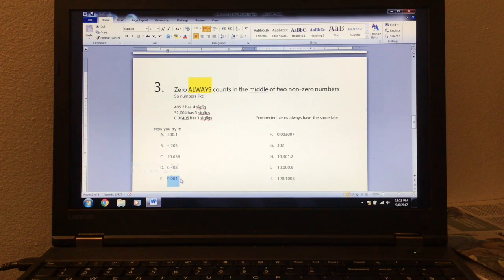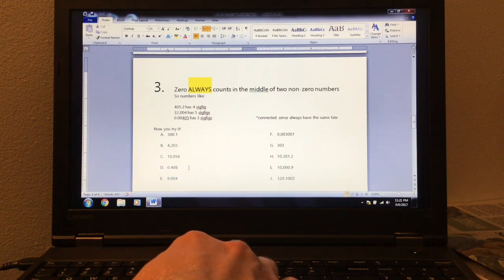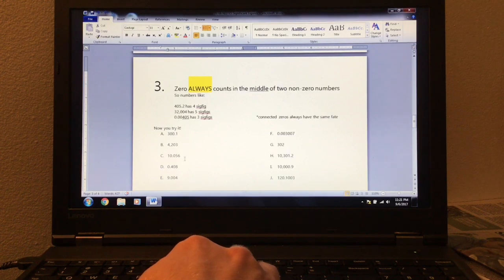E, 9.004. There's a 9 to the left and a 4 to the right. Those zeros both count. It has 4. So we're at 4, 4, 5, 3, 4 so far.